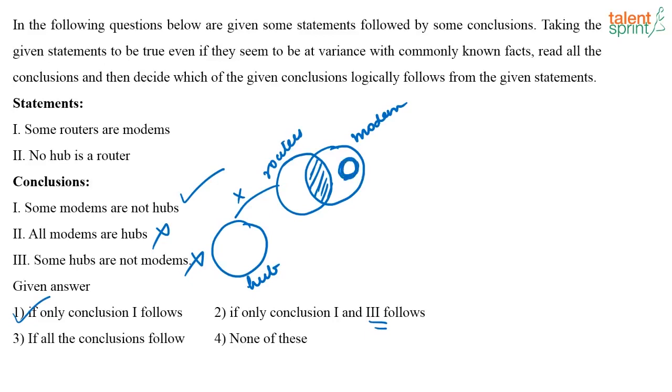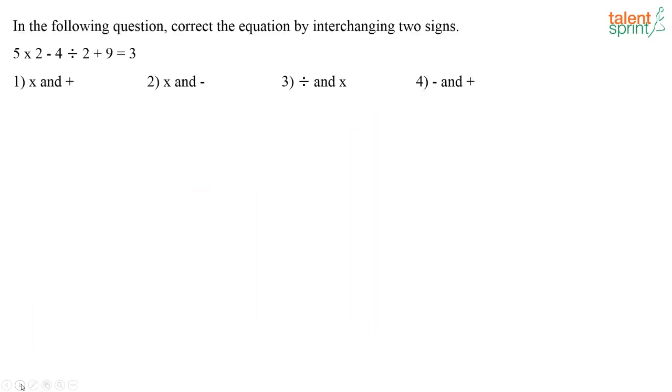If I draw the hub set here, then I can say all hubs are modems and still no router is hub, right? So 3 is wrong. It is not a definite conclusion. I hope it is clear. Only 1 follows. You cannot say for sure. There is also a possibility that all hubs are modems. So there I can't say some hubs are not modems, right? So only 1 follows. Next one.